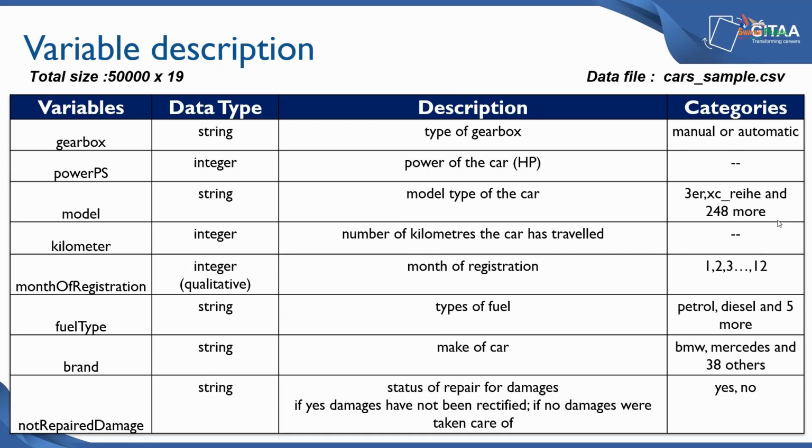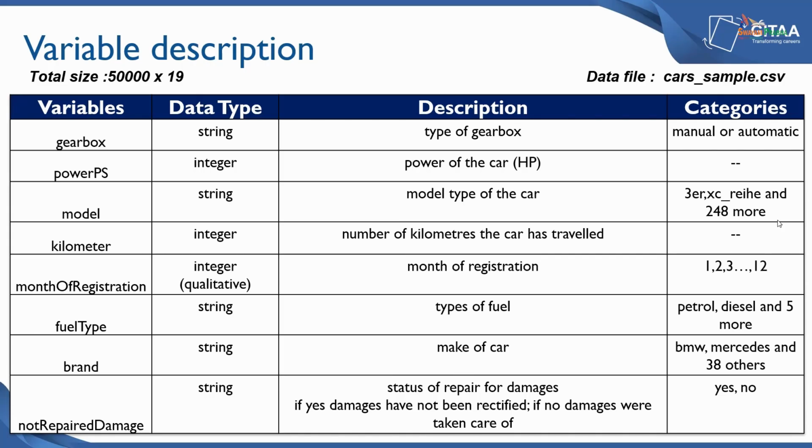Now month of registration is a qualitative integer. It tells you the month in which the car was registered. So the month is from 1 to 12. Now fuel type is a string. It tells you the type of fuel that is used in the car. You have petrol, you have diesel, you have CNG, and there are few more categories to this. Now brand tells you the make of the car. There are many categories to it.